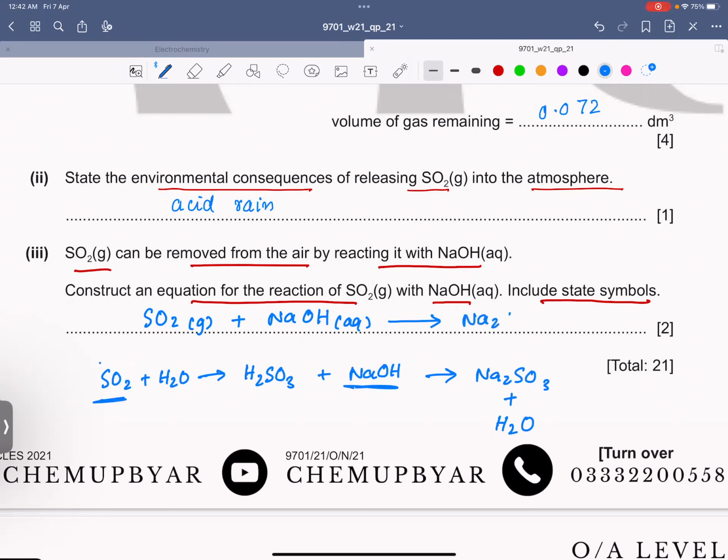So here it is Na2SO3 and there is a group 1 element in it. You must remember that all group 1 compounds are water soluble, so it must be aqueous. Then we are getting water over here. To balance the equation, I just need to put 2 over here. Is this clear? Yes, sir.